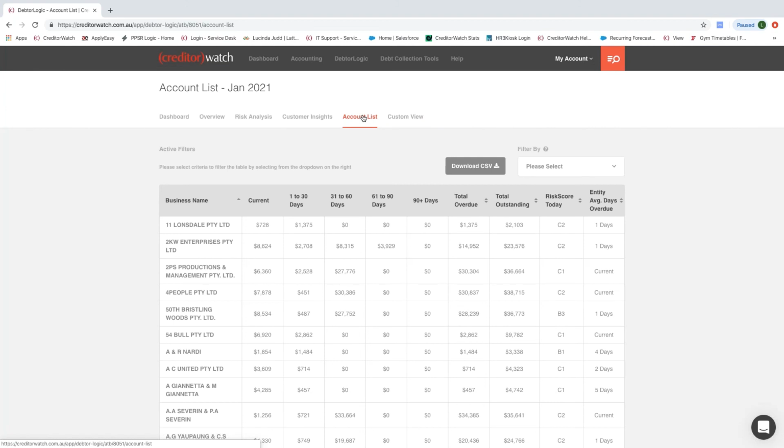This is where you can really hone in on specific areas and actually pull that from the system into a spreadsheet.